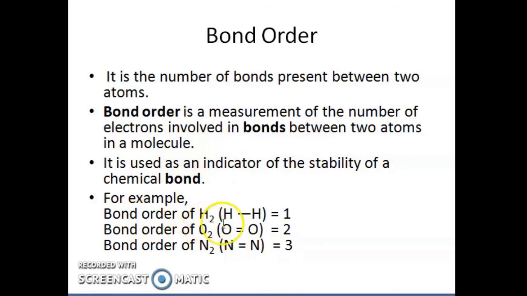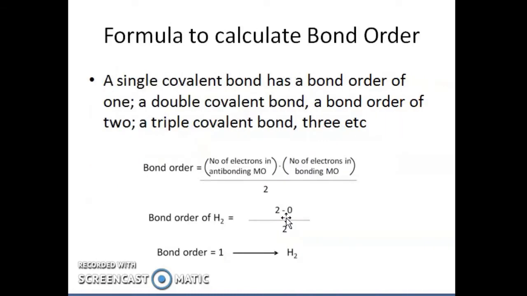For example, the bond order of H2 is equal to 1. For O2, it is a double bond, so the bond order is equal to 2. The bond order of N2 is equal to 3. So bond order is dependent on the type of bond. A single covalent bond has a bond order of 1. A double covalent bond will have a bond order of 2. A triple covalent bond will have a bond order of 3.